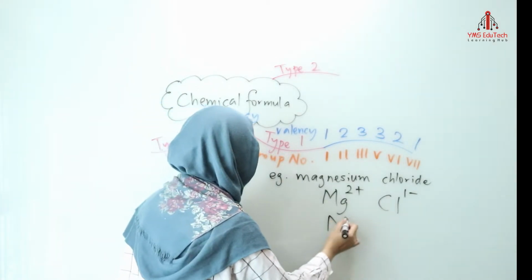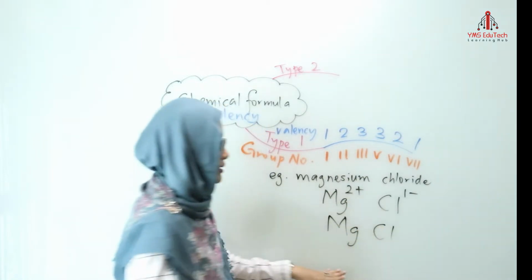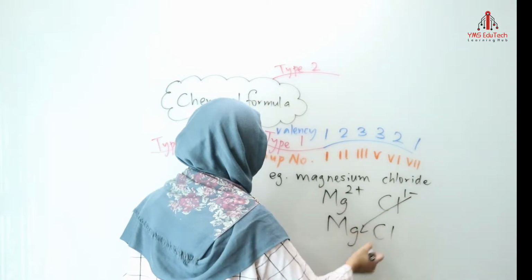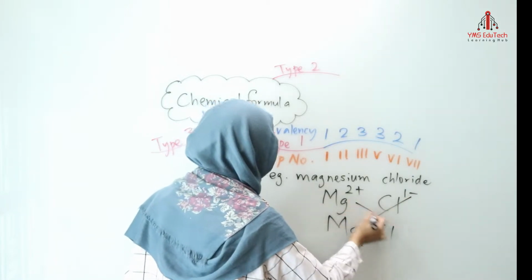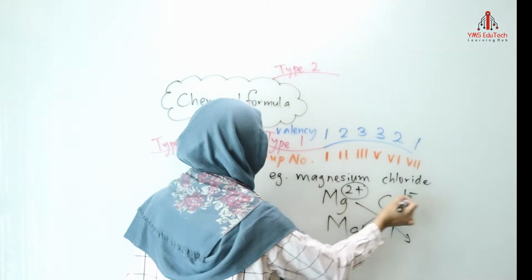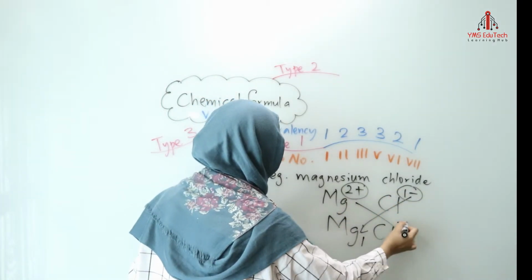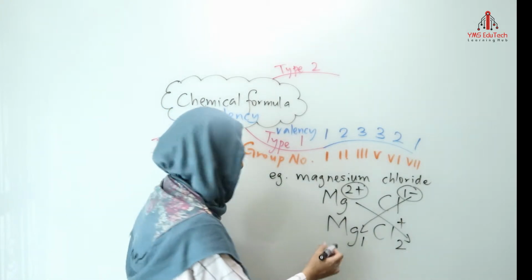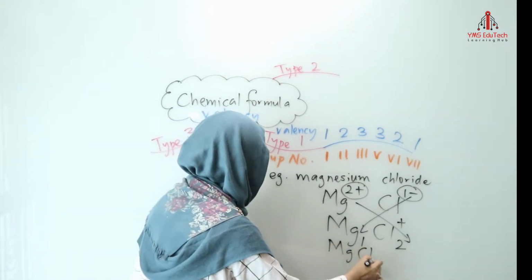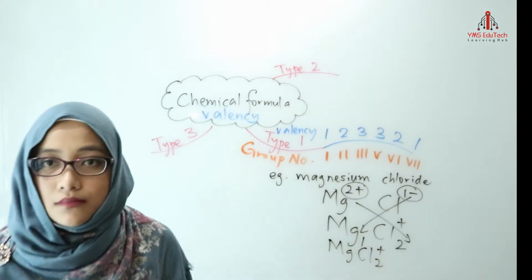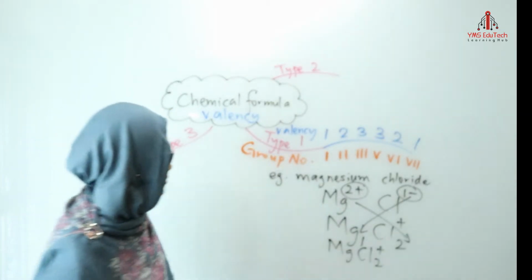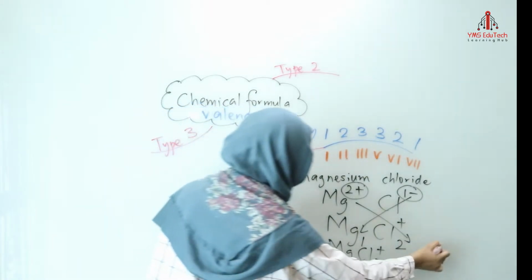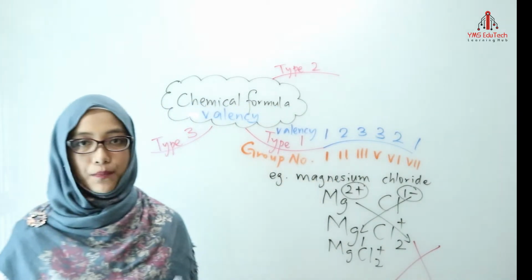So they know that they have to rewrite the symbols of the elements. Then what they do is they will crisscross the charges, and then they will end up having this. Then their final formula, they will write it as MgCl2 plus. MgCl2 plus. This is absolutely wrong. There will be a big fat cross there.